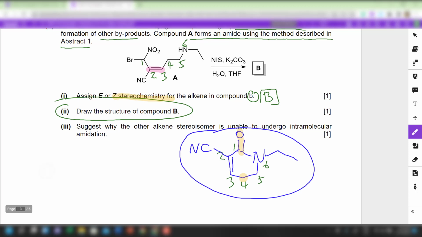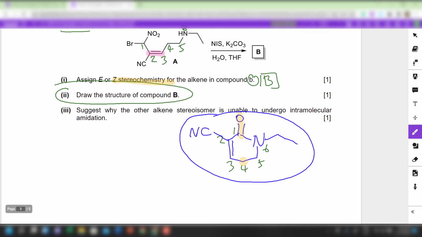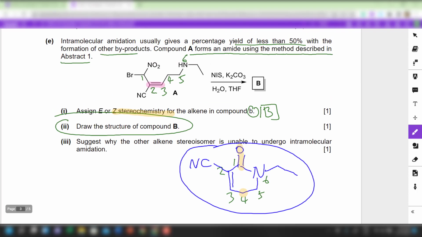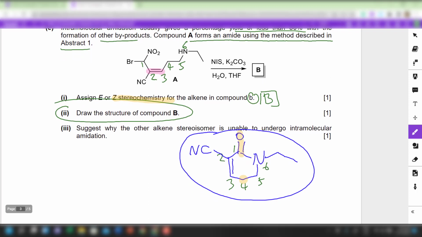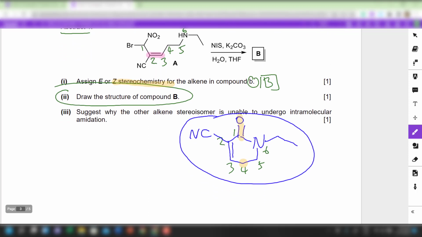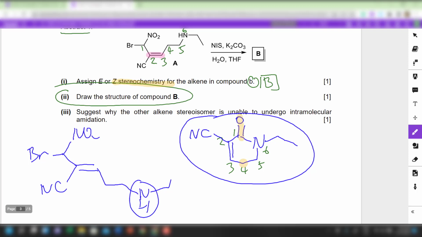Finally for E part 3, we are supposed to suggest why the other alkene stereoisomer is unable to undergo intramolecular amidation. If I have the other alkene isomer, which is the trans analog, maybe I can draw out the trans analog for you to take a look. There's a CN here, and then there's a double bond, and then NH, like that. So why is it not possible? Because sterically it will be very difficult for this nitrogen to attack this, or rather it should be the other way around.